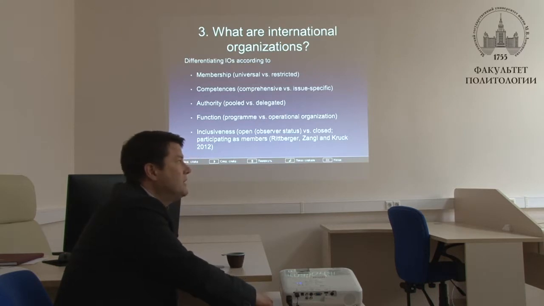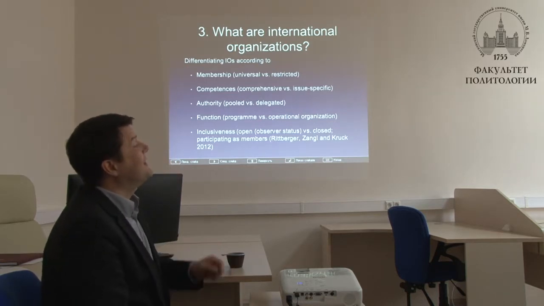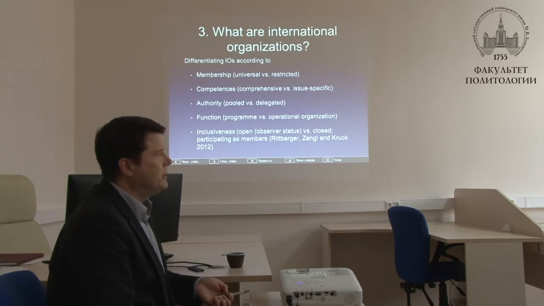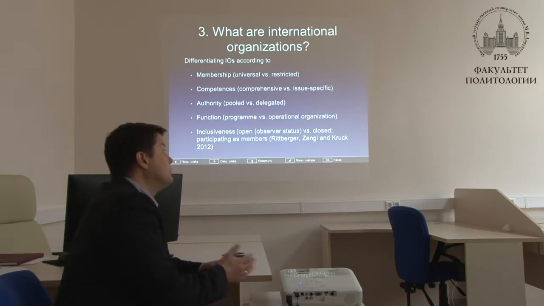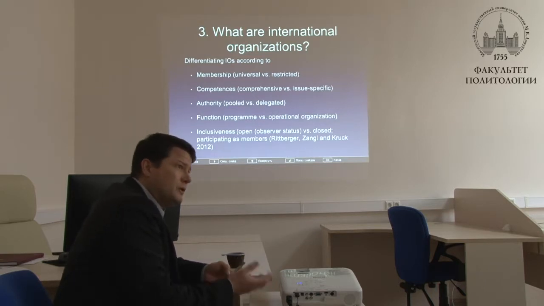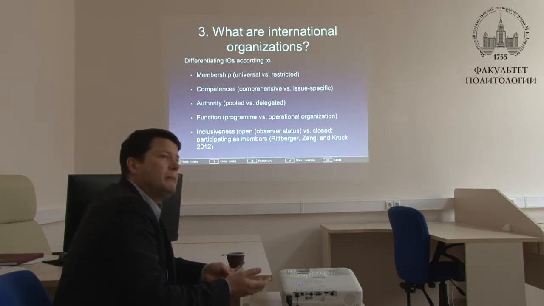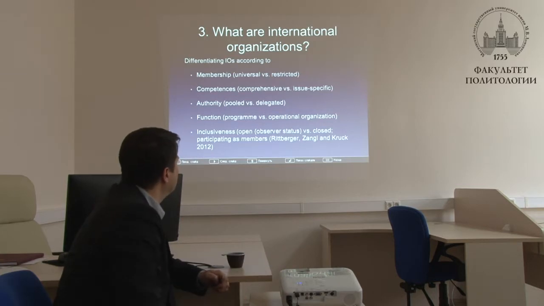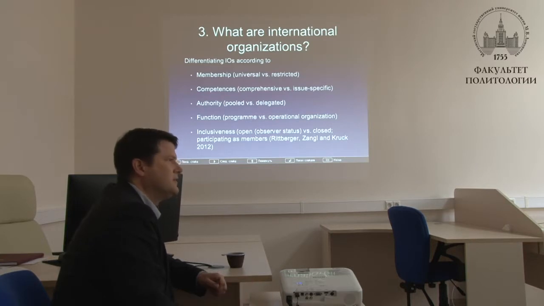Universal membership means each and every state could be a member. That doesn't have to say that each and every state is a member, but it could. So for example, WTO, the World Trade Organization, has no restrictions according to membership. In principle, each and every country could be a member, but not each and every country is a member of the WTO. There's only one organization that has really universal membership. All countries in the world are members, well, basically members, which is, any idea?